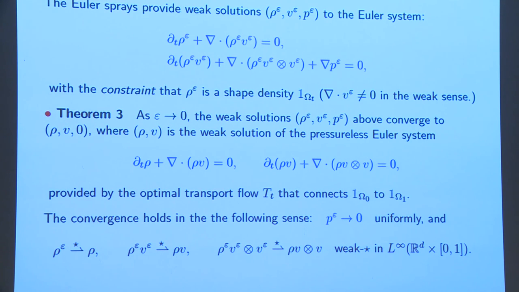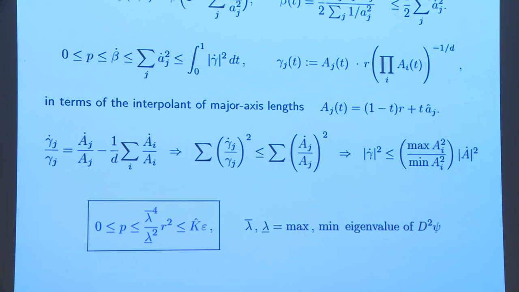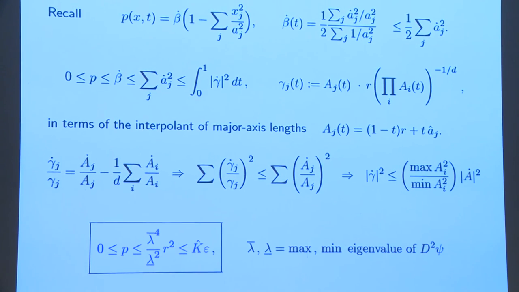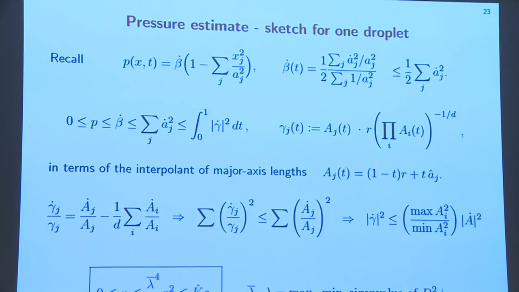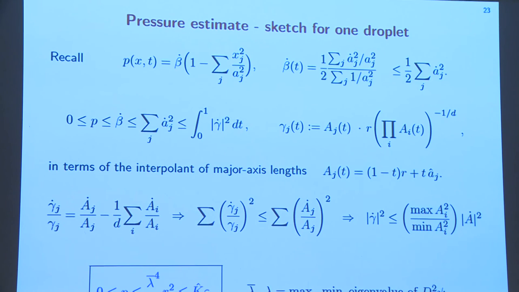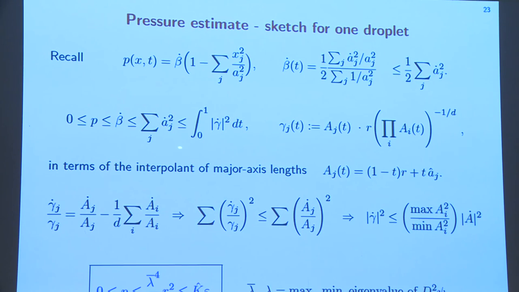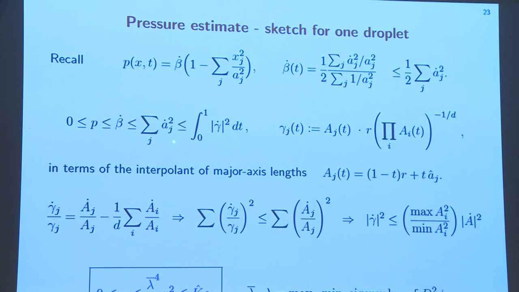So the only non-trivial estimate here is the pressure estimate. I don't know if I quite have time to talk about it. I probably won't go through it in detail. But I will say that it has to do with that vector of the estimate.